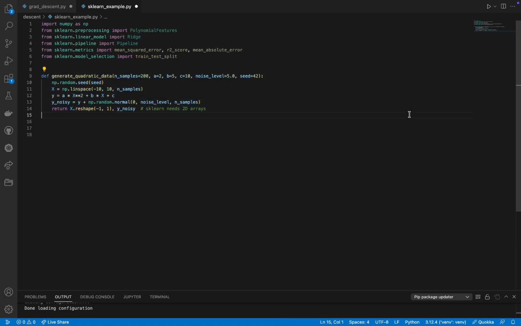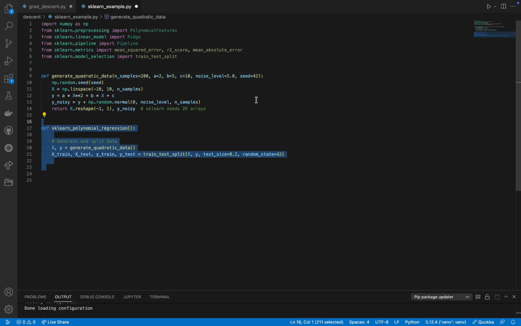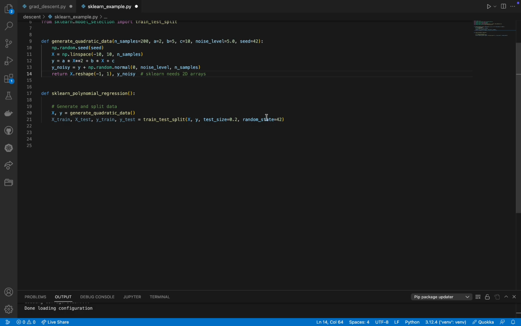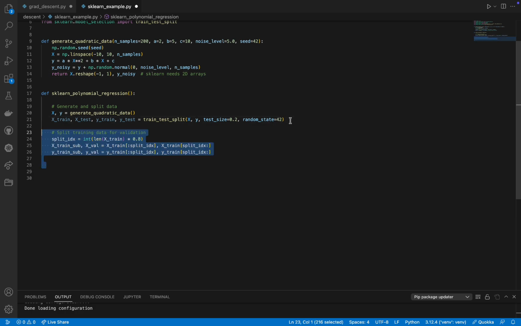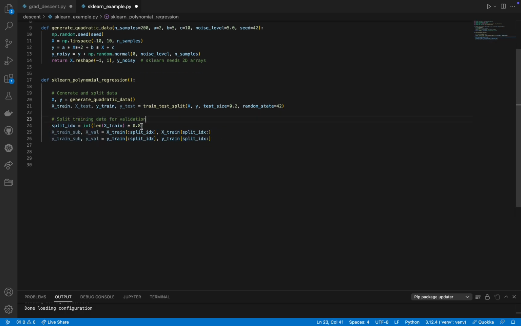And first we generate our data the same way. We create 200 samples following our quadratic equation y equals 2x squared plus 5x plus 10 plus some noise. Then we split it, 160 samples for training and 40 for testing. We further split the training data into 128 samples for actual training and 32 for validation set.